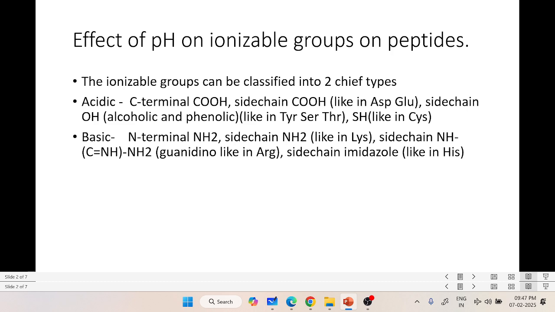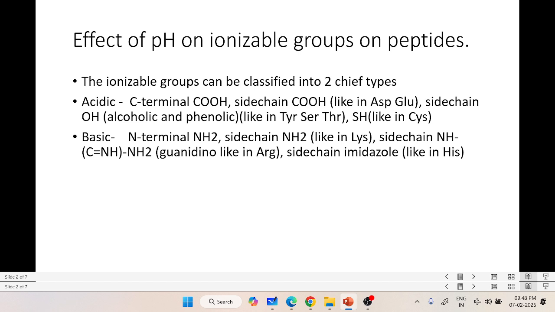So the ionizable groups on the peptides can be classified into two chief types. Acidic: the C terminal COOH, and side chain COOH. The C terminal COOH is present for any amino acid that occurs on the C terminal. Then side chain COOH for amino acids like aspartate and glutamate. Also side chain alcoholic or phenolic groups like in tyrosine, serine, threonine, and thiolic groups like in cysteine.